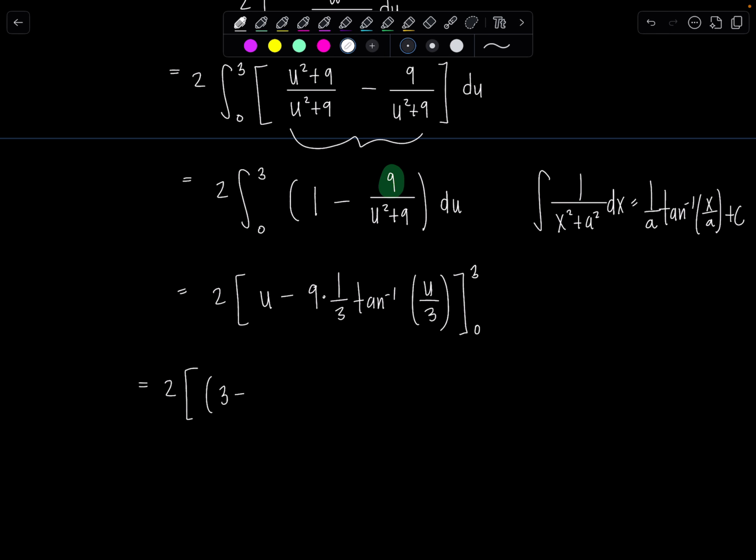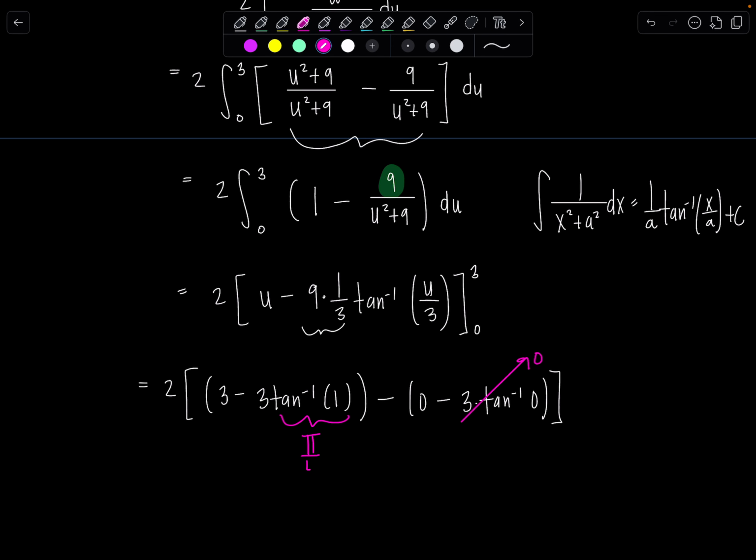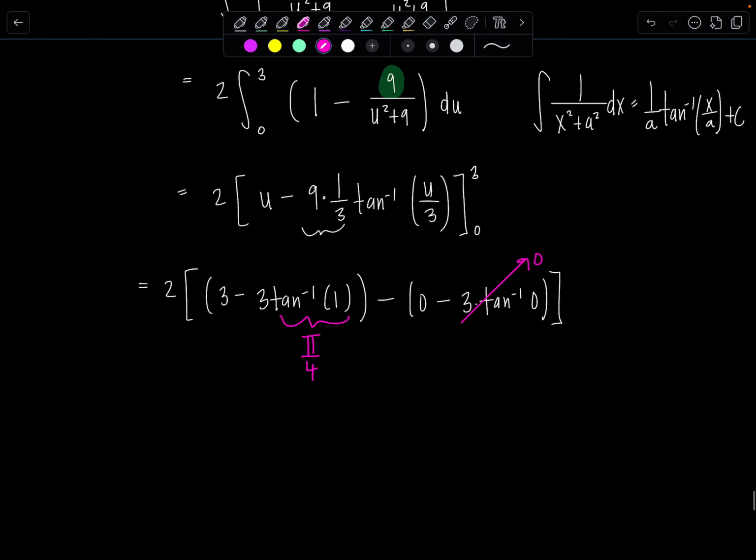Okay. Now let's just evaluate it at the limits and we'll be on our way. So 3 minus, this is just 3, tan inverse of 3 divided by 3 is 1. That's my upper limit, minus 0, minus 3 times tan inverse of 0. Perfect. So this is just 0. And then tan inverse of 1 we know is pi over 4. So can we clean it up much more? It's 2 times (3 minus 3 pi over 4). So it's up to you. 6 minus 3 pi over 2? Yeah, let's do that. Let's do that for the people.